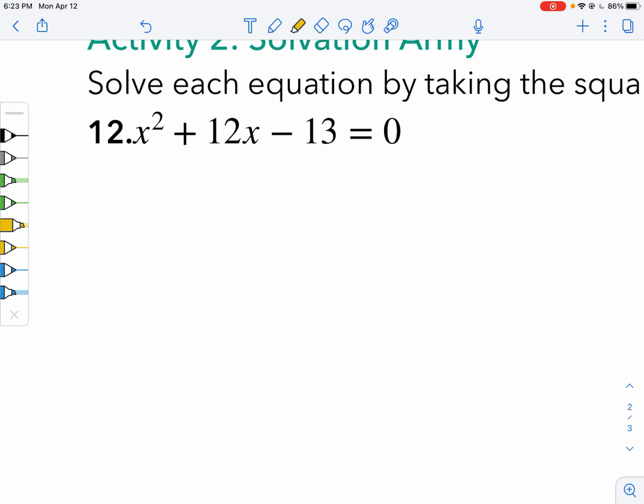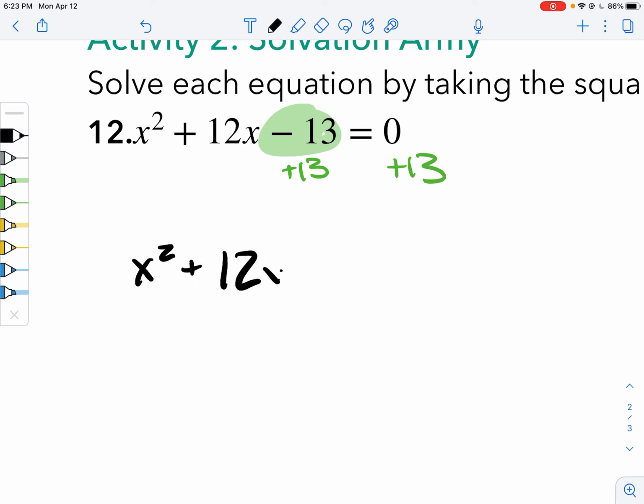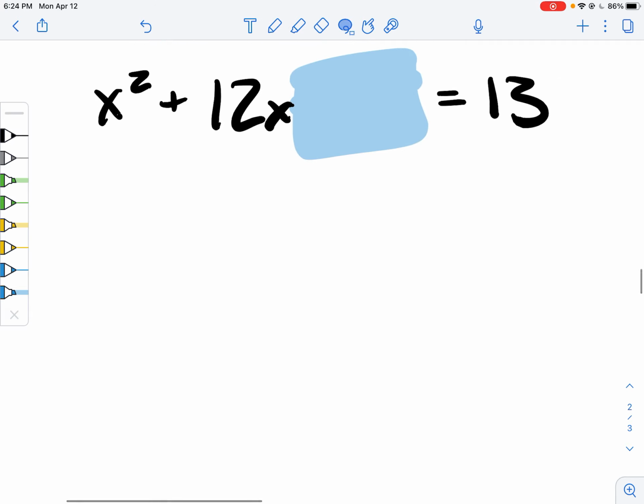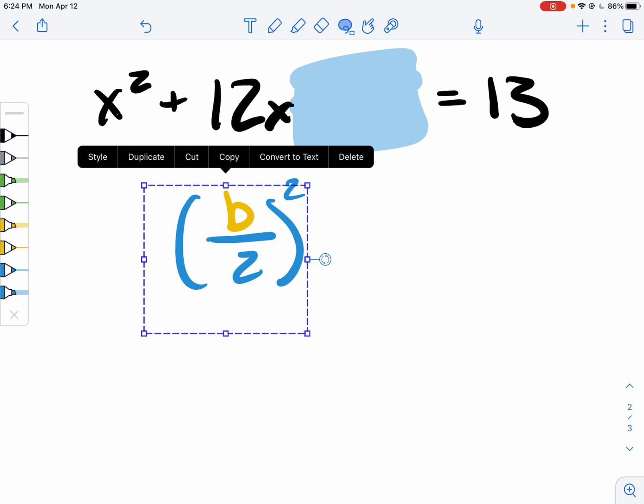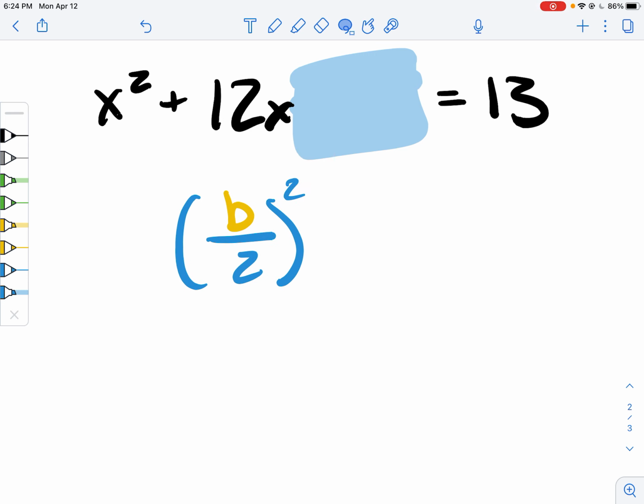So let's take our negative 13 and move him to the other side by adding 13 to both sides. That'll leave us with x squared plus 12x, leave space, equals 13. Okay, cool. Now we need to figure out what goes in this space. Well, to complete the square, we need to take our b term and divide it by 2. We get 12 over 2, and then square it. That'll be 6 squared, which is 36.